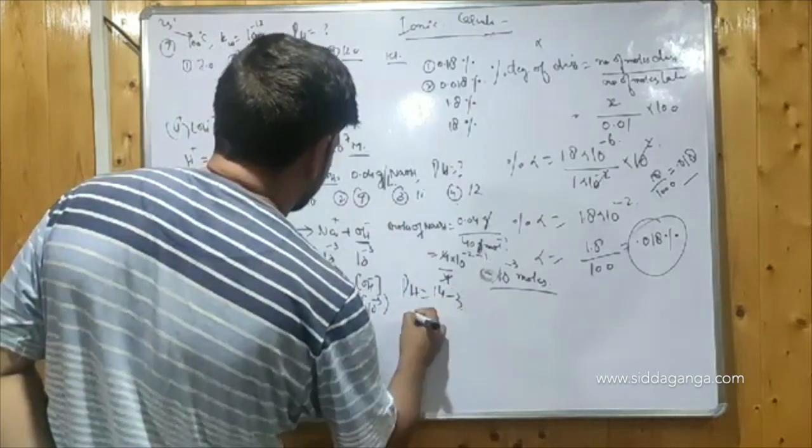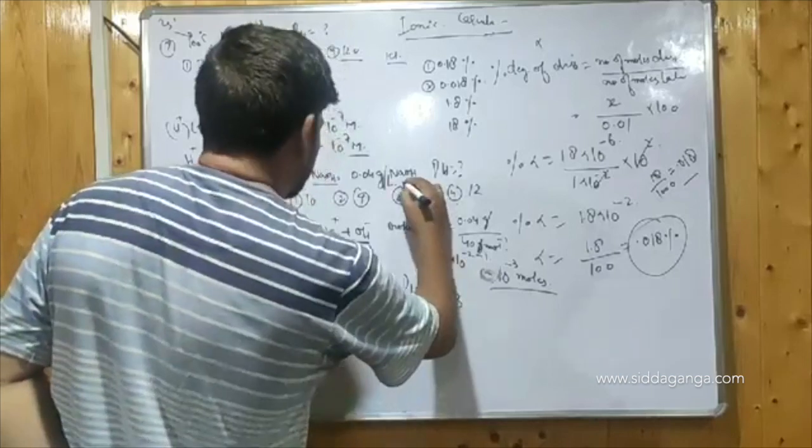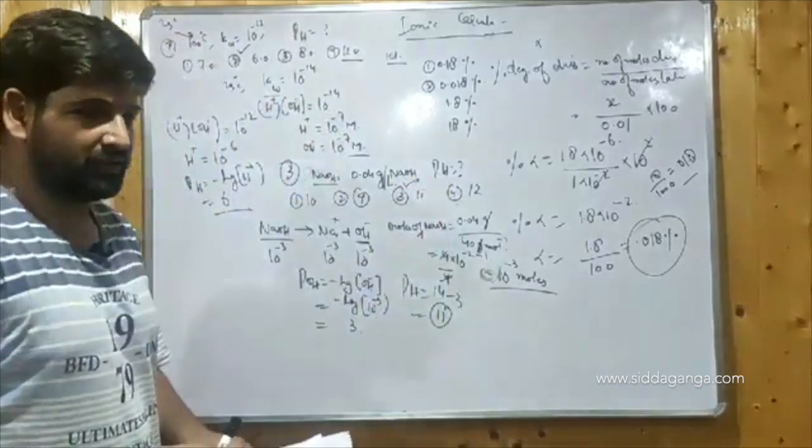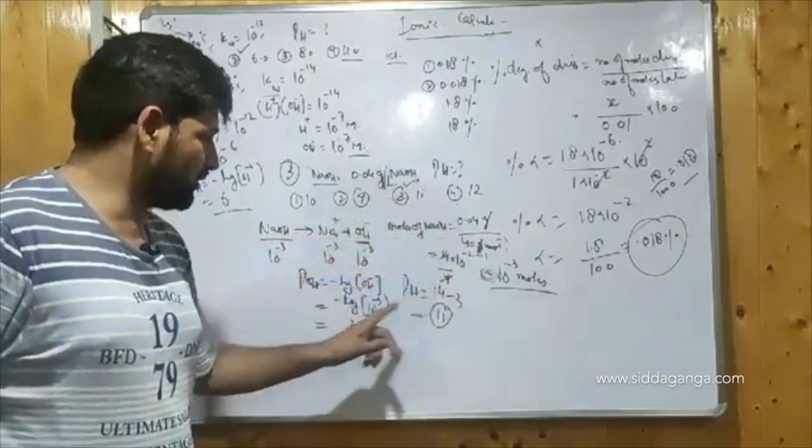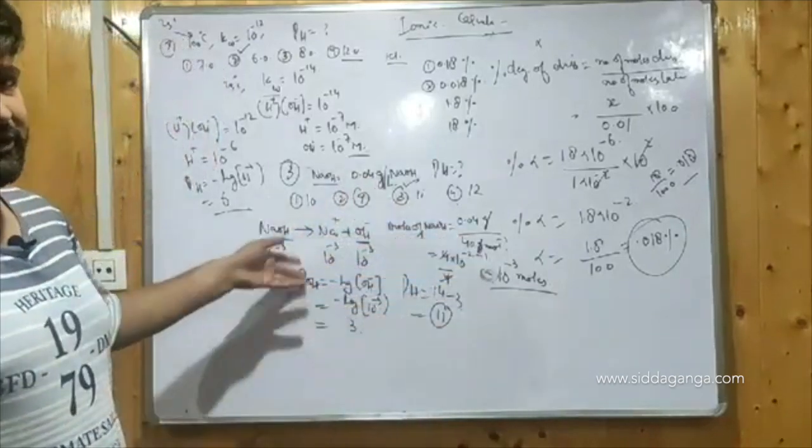14 minus 3. That makes it 11. So correct option will be option 3rd. Did you get it? So mass was given. I converted mass into moles and then used the equilibrium equation for solving this question.